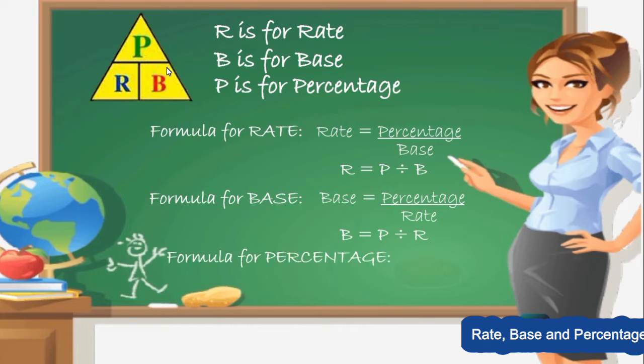How about the formula for percentage? We're going to multiply R and B, the rate and the base. So percentage is equal to rate times base. So P is equal to R times B.